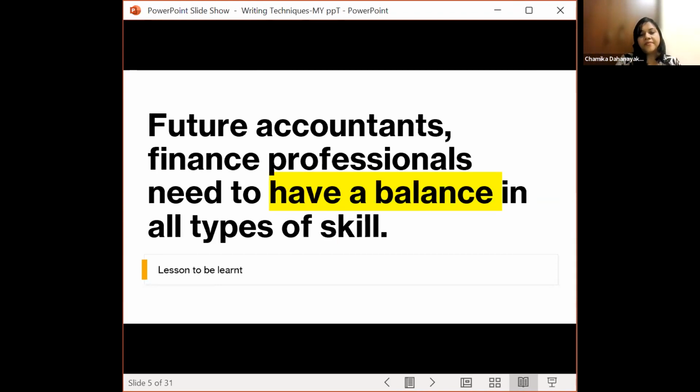So that's another very important difference about the finance and accounting field as opposed to the general English field or the other fields of English, right?